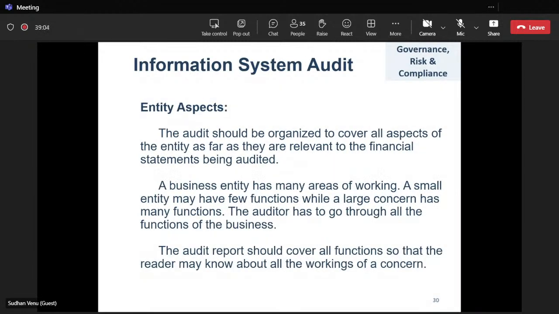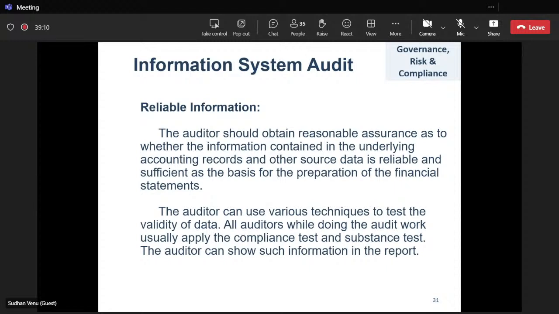Entity aspects: the audit report should cover all the functions, so that the reader may know about all the working of the concern. And reliable information: the auditor can use various techniques to test the validity of the data. Auditors, while doing the audit work, usually apply the compliance test and substantive test. The auditor can show such information in the report.